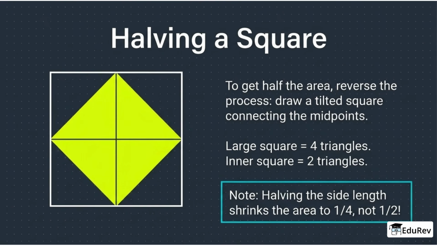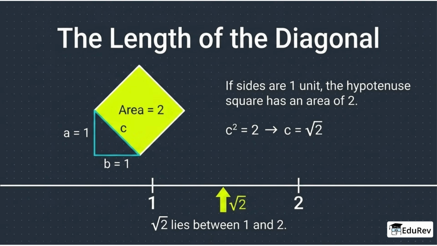This geometric trick works perfectly, but it brings up a fascinating mathematical problem regarding the exact length of that diagonal line. Let's look at the math. If our original square's sides are exactly 1 unit, the square built on the hypotenuse has an area of 2. Following the equation c squared equals 2, we find that the length of the diagonal c is the square root of 2. This gives us a length that lies somewhere between 1 and 2. But trying to write down the exact fraction for this number led ancient mathematicians to a startling realization.